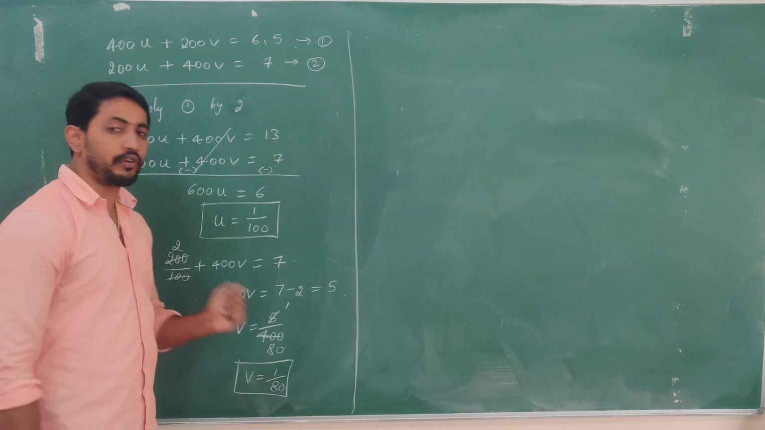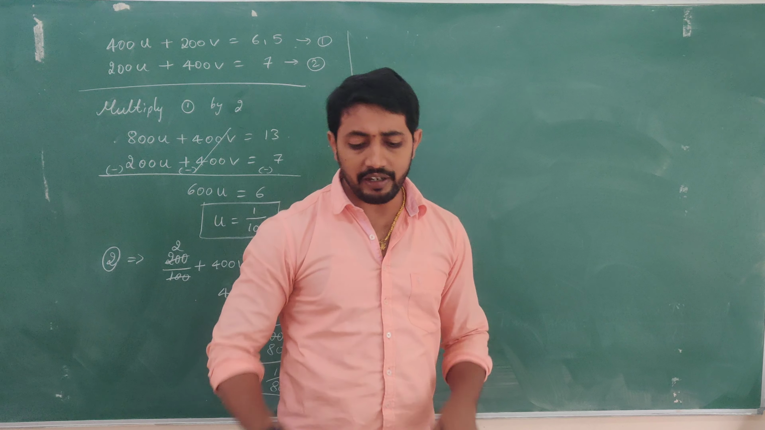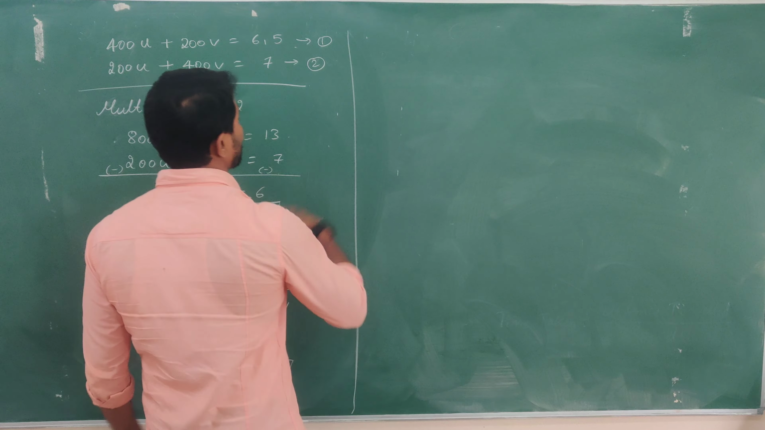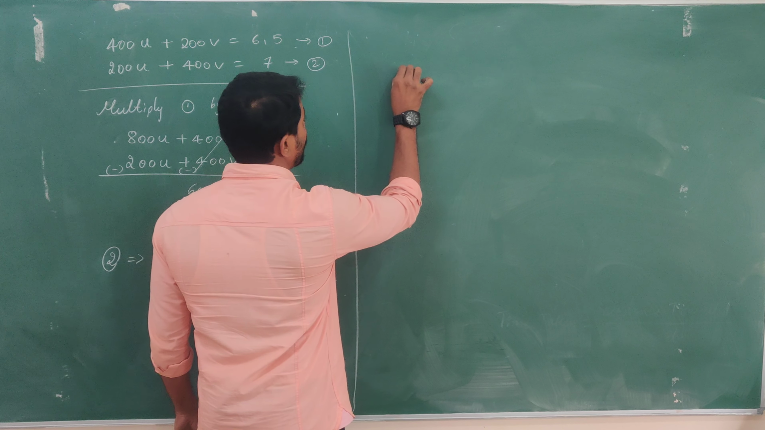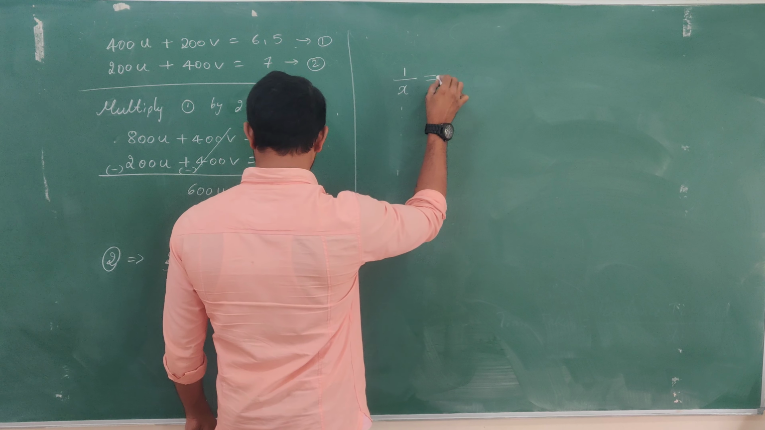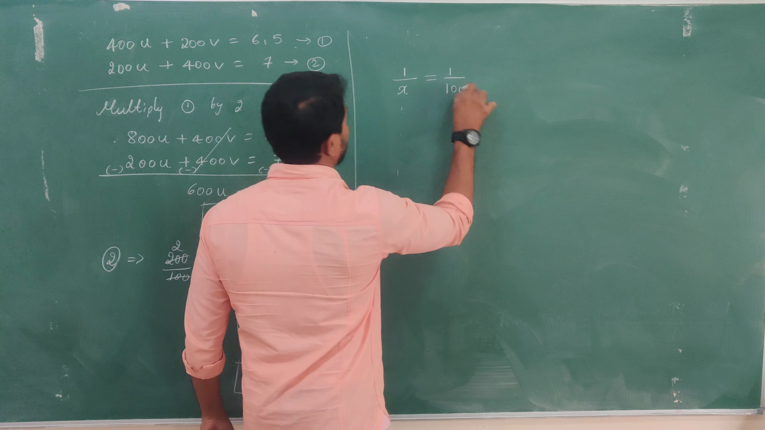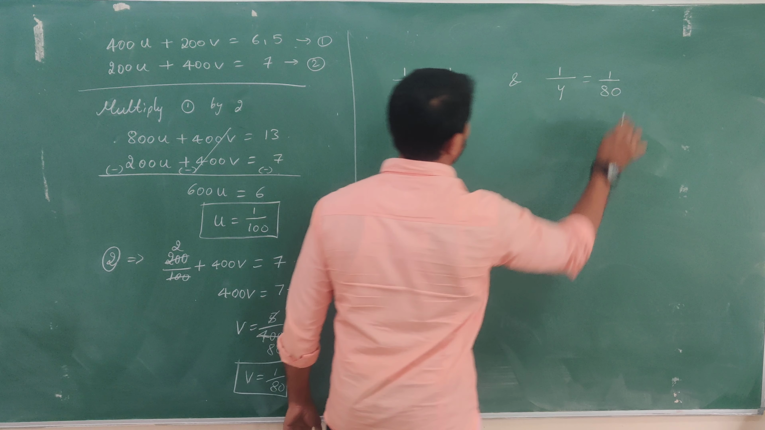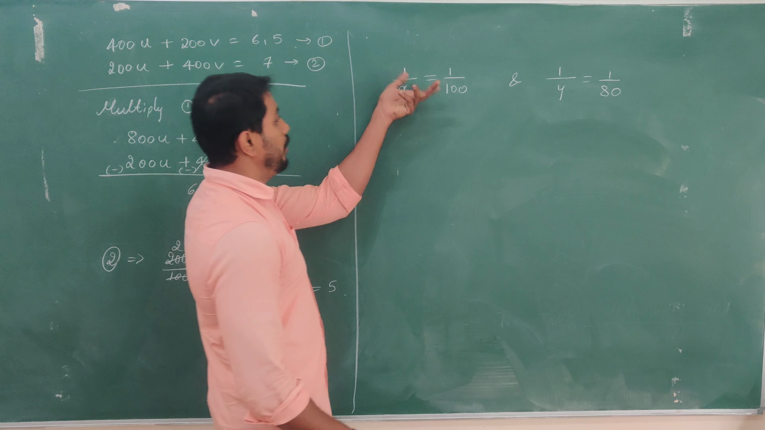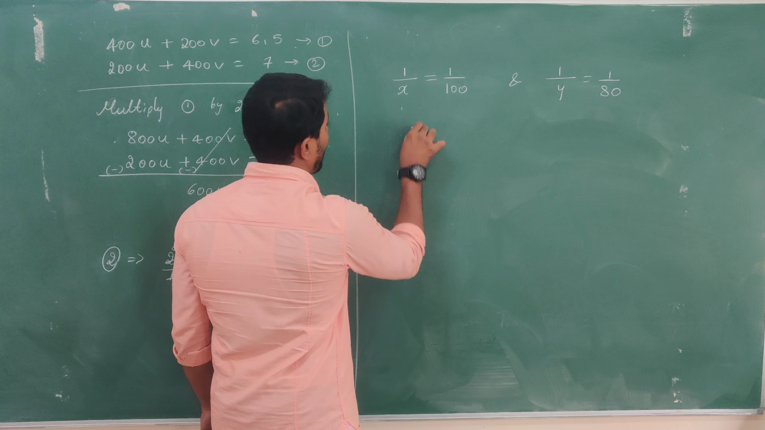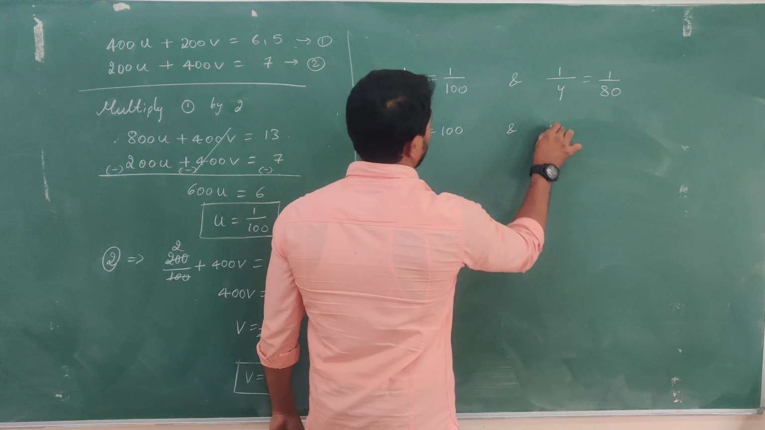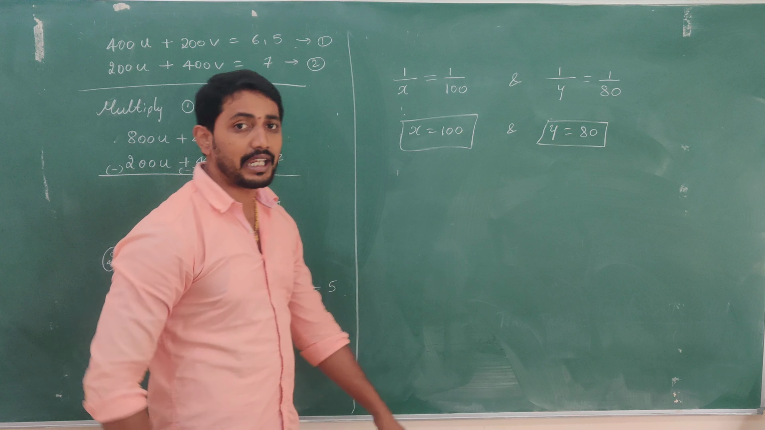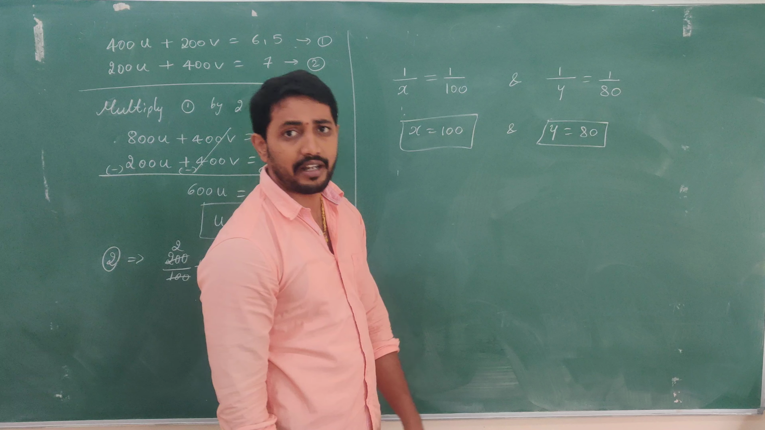So these are the values of u and v. But we are in need of the values of x and y, not u and v, right? So let us replace the values. u was considered as 1 by x, so 1 by x is equal to 1 by 100. And v was considered as 1 by y, so 1 by y is equal to 1 by 80. If we take the reciprocals of these terms, then x will be 100 and y is nothing but 80.